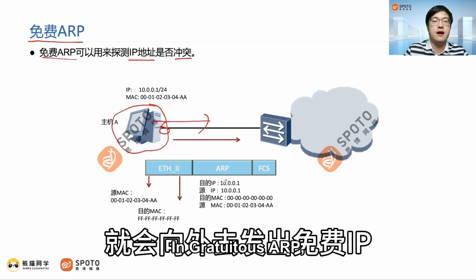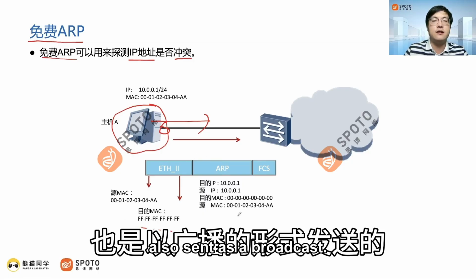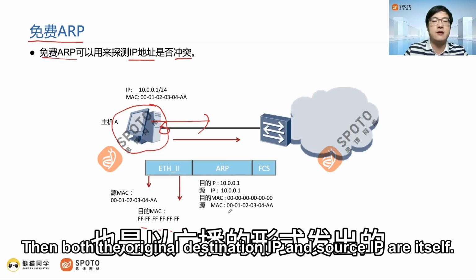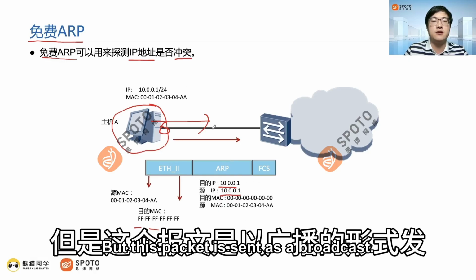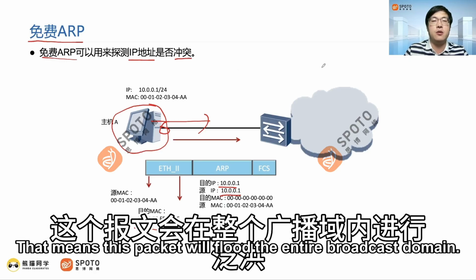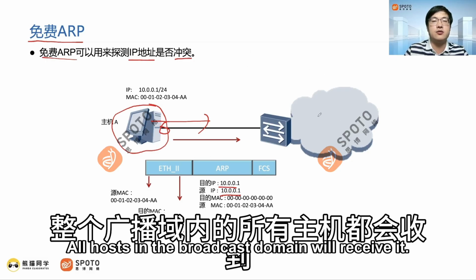In gratuitous ARP, note that it is also sent as a broadcast. Both the destination IP and source IP are itself. But this packet is sent as a broadcast. That means this packet will flood the entire broadcast domain. All hosts in the broadcast domain will receive it.